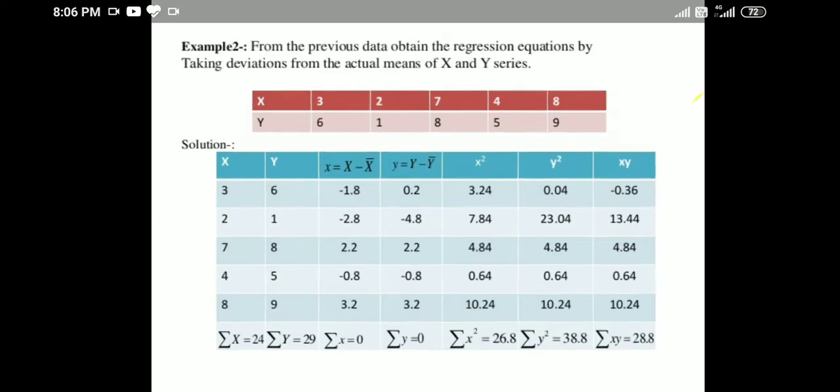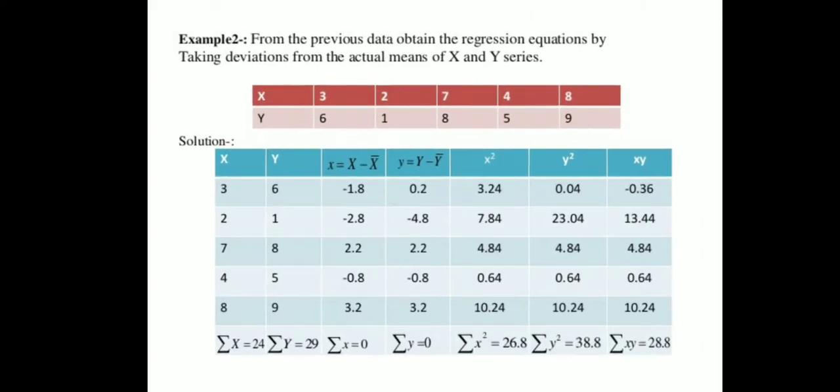Let us consider the example from the previous data. It's the same example we used in the direct method. I will take once again the same problem. The values of x are 3, 2, 7, 4, 8 and the values of y are 6, 1, 8, 5, 9. So x values in the first column, y values in the second column. Take the deviation, take the average, so take the sum of that.